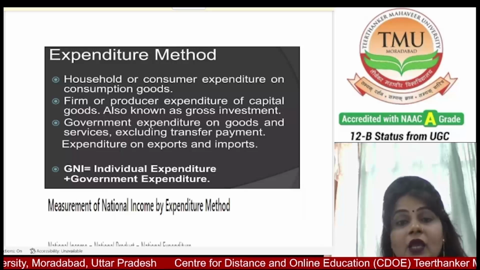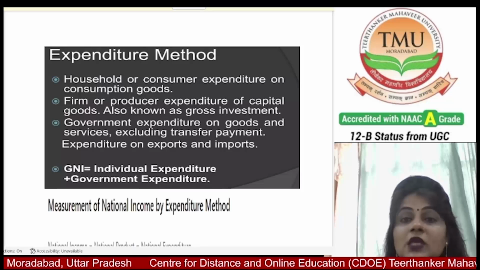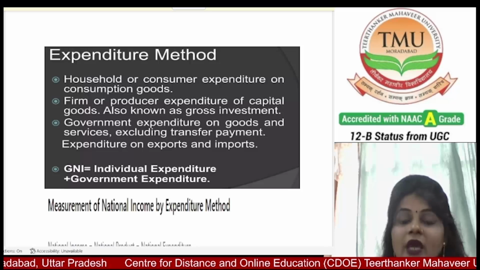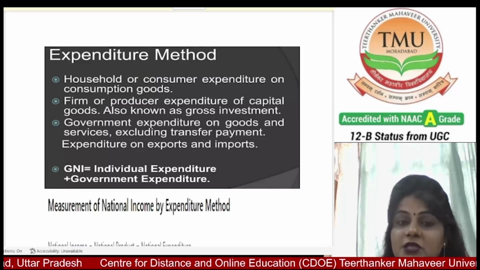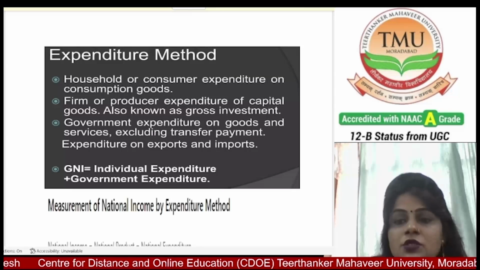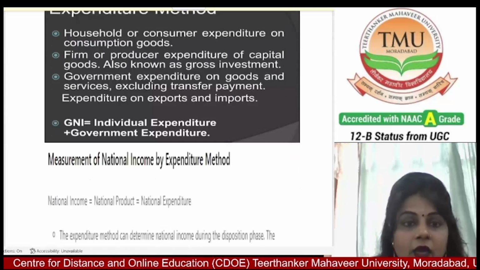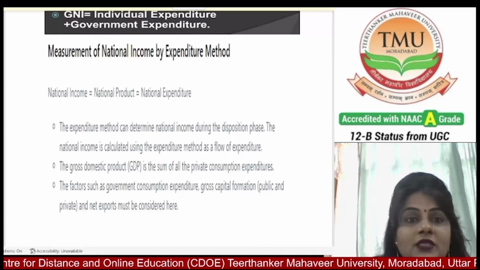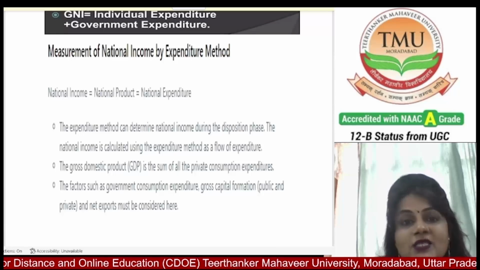Again, while determining income using the expenditure approach, you need to exclude expenditure on second-hand goods, purchase of shares and bonds, expenditure on transfer payments, unemployment benefits, pensions, and purchases of intermediate products. So, student, I think you well know what the expenditure method is. As I also given here, measurement of national income by the expenditure method: national income is equal to national product is equal to national expenditure.